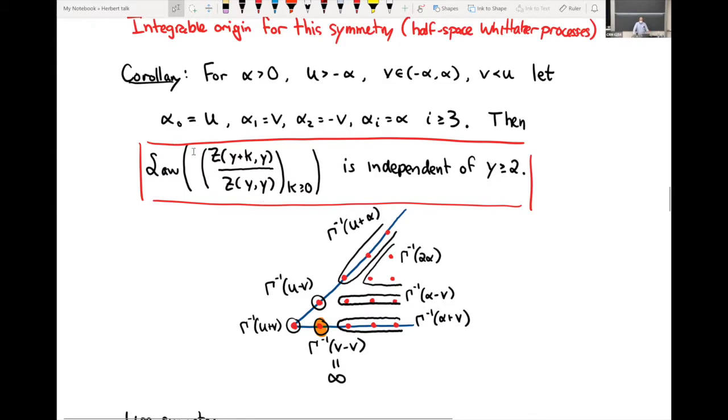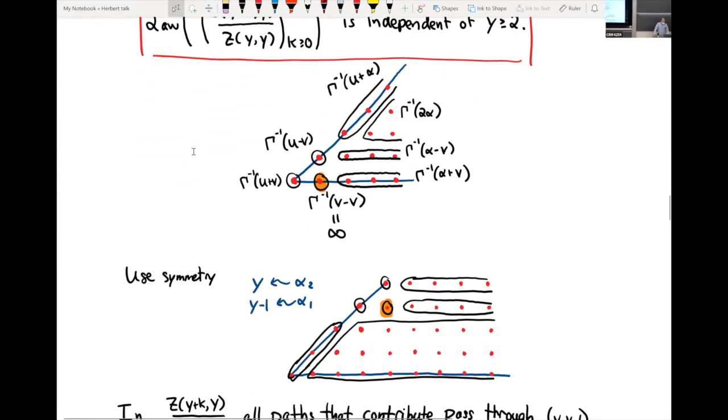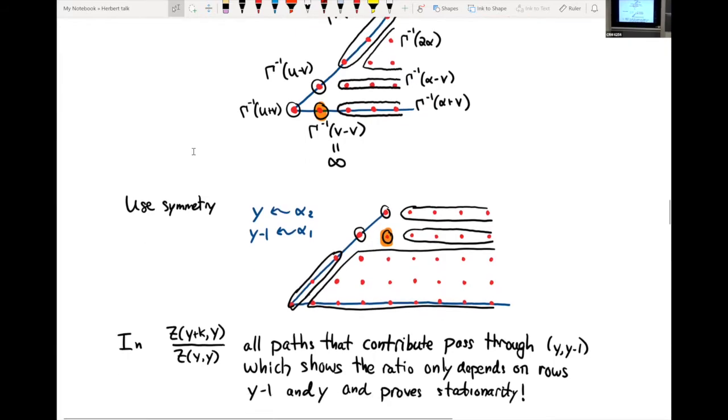And so let me prove this for you. I'm going to use the symmetry. The symmetry proceeds as follows. I take alpha 1 and alpha 2, and I'm just going to lift them up and swap them with alpha y minus 1 and alpha y. Now, when I do this, I don't change the distribution of the random variables. So I don't change the distribution of the ratios.